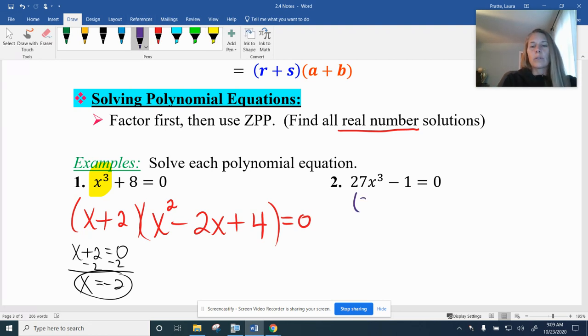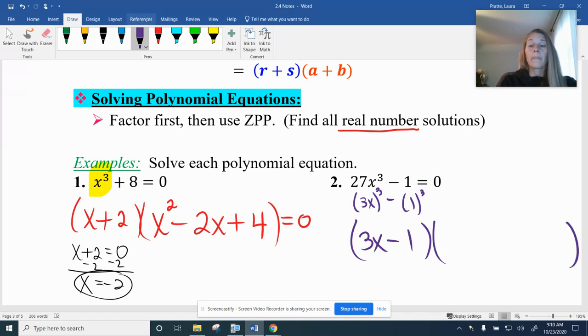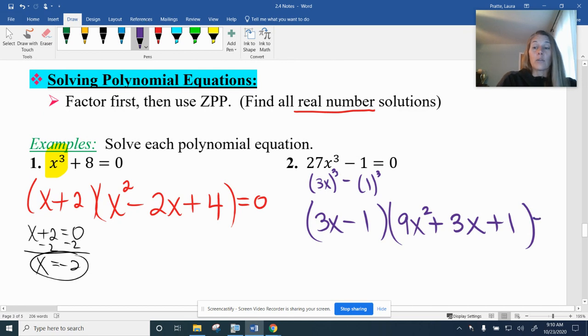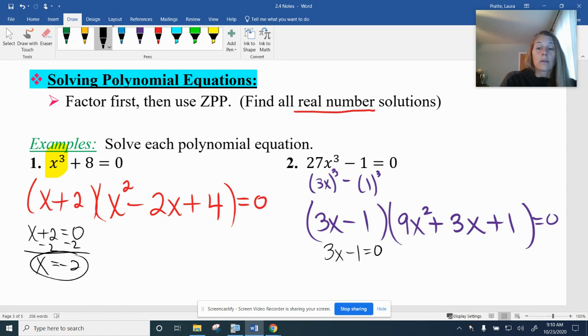Okay, next problem. So this one is 3x cubed, that's our root there. And then this is 1 cubed, that's our root there. So 3x minus 1. And then over here, we're going to have 9x squared plus 3x plus 1. Now again, because there's that equals 0, that would indicate we have to actually solve and find those solutions. So we're adding the 1, dividing by 3. So my real solution that I can find there is x equals 1/3.